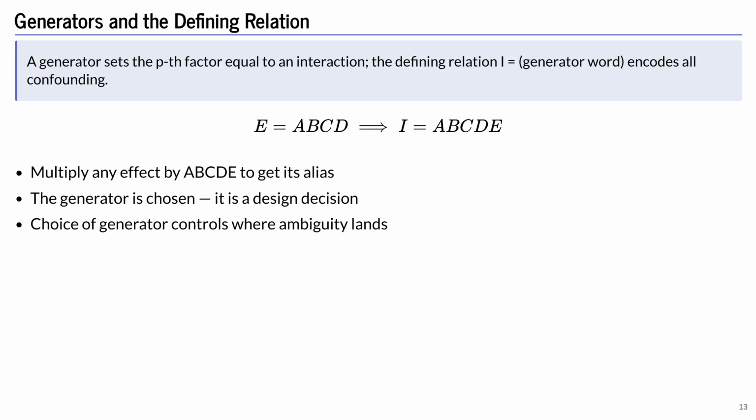The generator is a choice, and it is a consequential one. Different generators create different alias structures, and the engineering team should choose the generator that places the most dangerous potential confoundings in the least harmful positions.